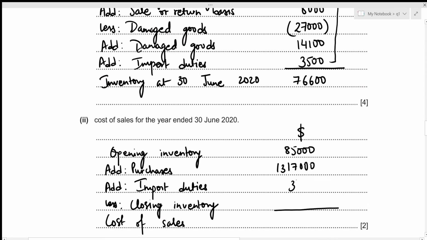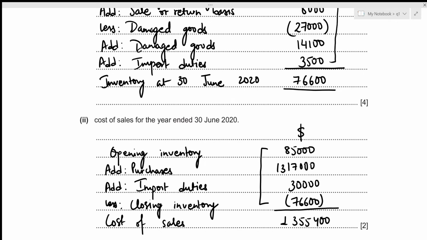That's 30,000. And finally, we need to subtract our closing inventory, which we figured out above, which had the value of 76,600. So that's 76,600, and we need to subtract this. Now we can easily figure out the value for cost of sales. That's just going to be the sum of these four values, which is 85,000 plus 1,317,000 plus 30,000 minus 76,600, which results in the value of 1,355,400. This is the value for our cost of sales for the year ended 30 June 2020. So this concludes the first part of this question. Now we can move towards the second one.